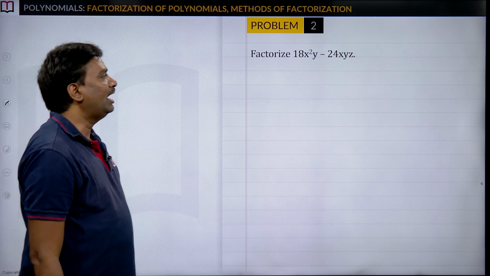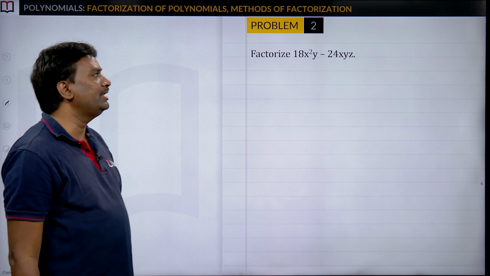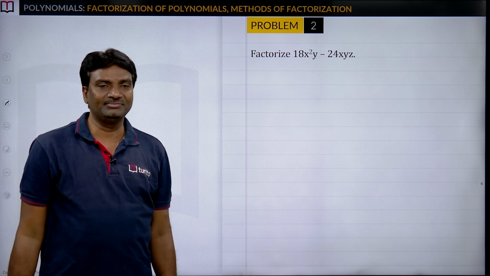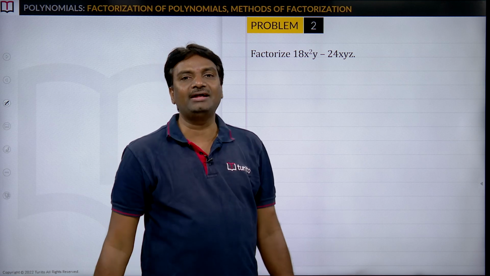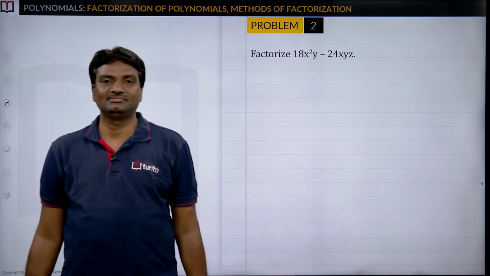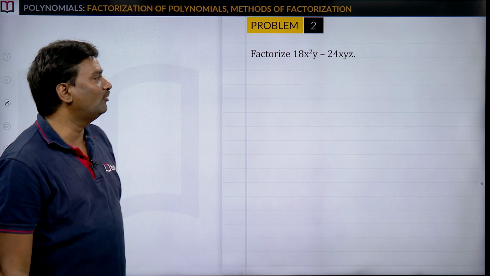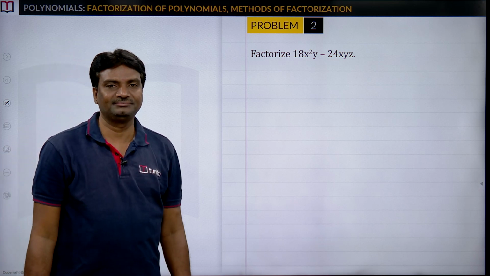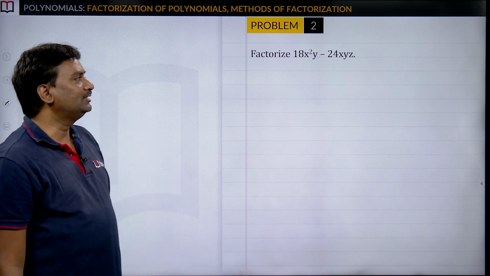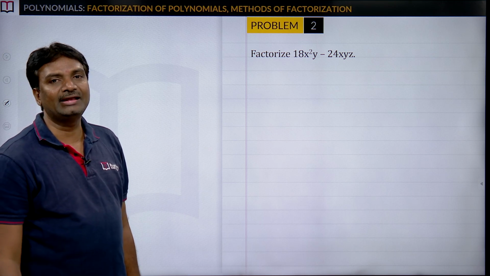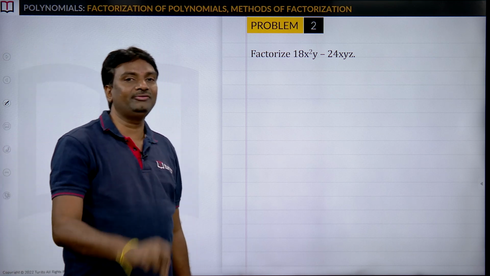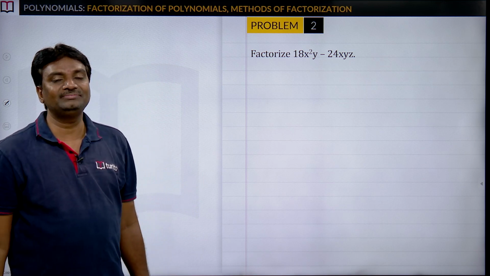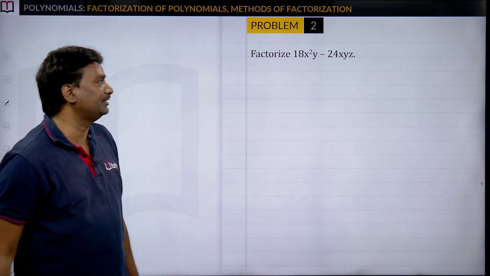Problem number 2. Factorize 18x square y minus 24xyz. Can anyone say what is the common factor for 18 and 24? So, first look at the numericals. 18 can be written as 6 into 3. 24 can be written as 6 into 4. Now, what is the common factor? So, clearly that is 6.